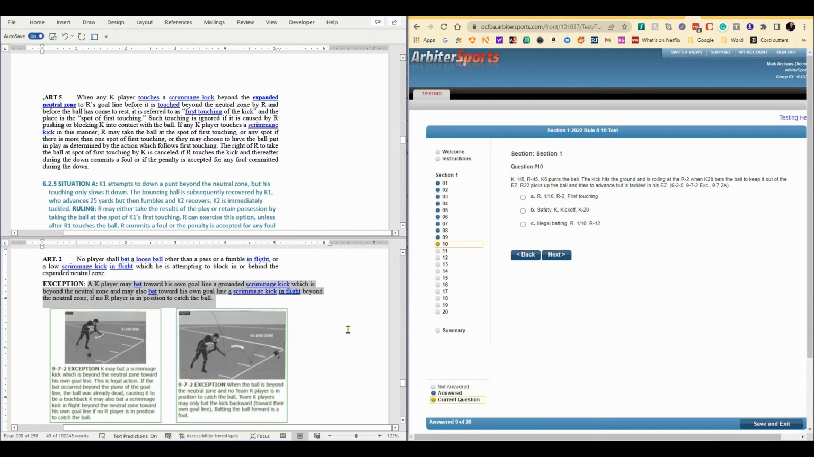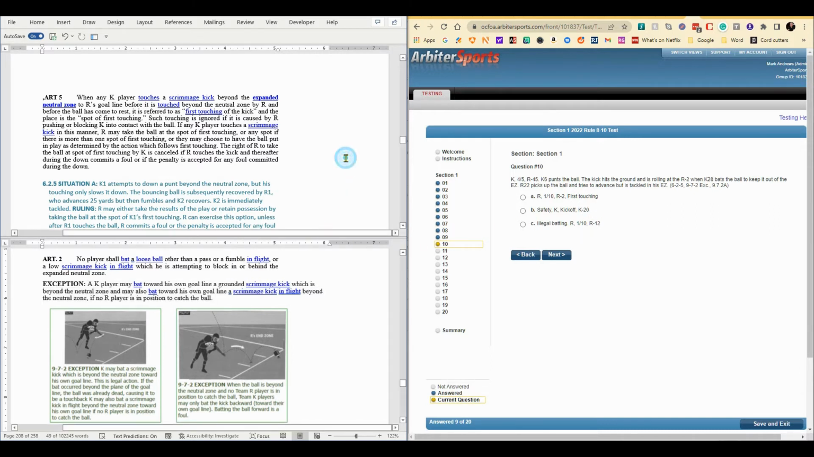Obviously, if there's an R player in position to catch the ball, that would be kick catching interference. But we're not talking about that. The ball's grounded. We can't have KCI on a grounded scrimmage kick. So this bat is legal. Now the question is, is this a safety?